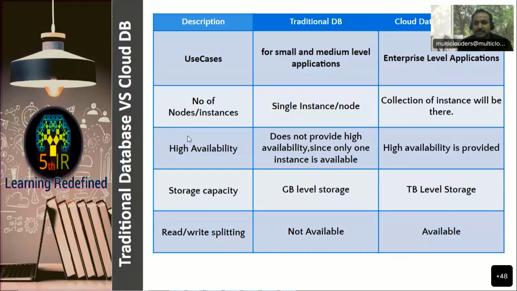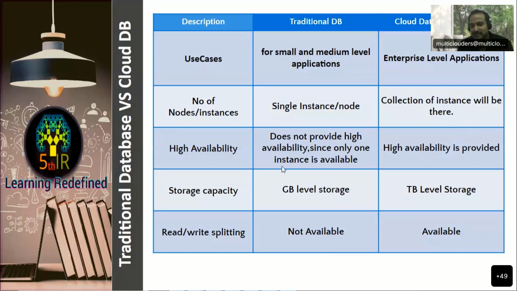Okay, so now moving to the next description, high availability. Normally in traditional databases, there is no high availability since only one instance is available, and if a failure occurs in the instance, you cannot access the database cluster. The particular node is not accessible if any failure occurs. But in the case of cloud databases such as PolarDB, high availability is there. Why? It is due to the collection of instances and clusters available. If one cluster or one node fails, another node will be active and will process your request. That's the thing you have to know about cloud databases.